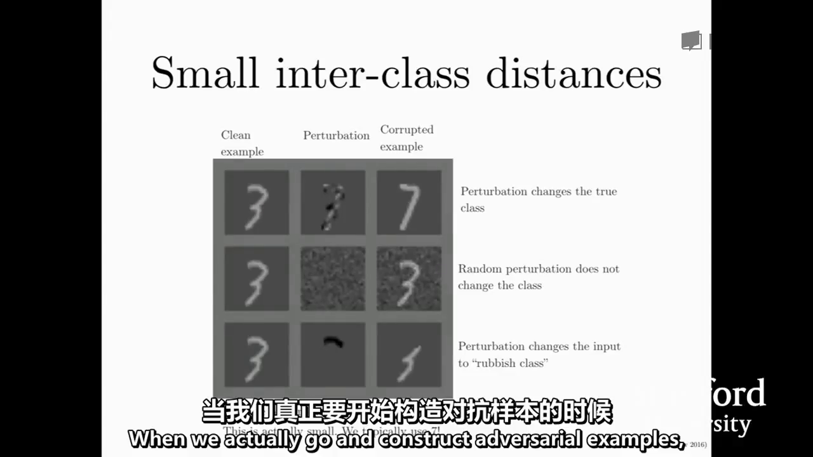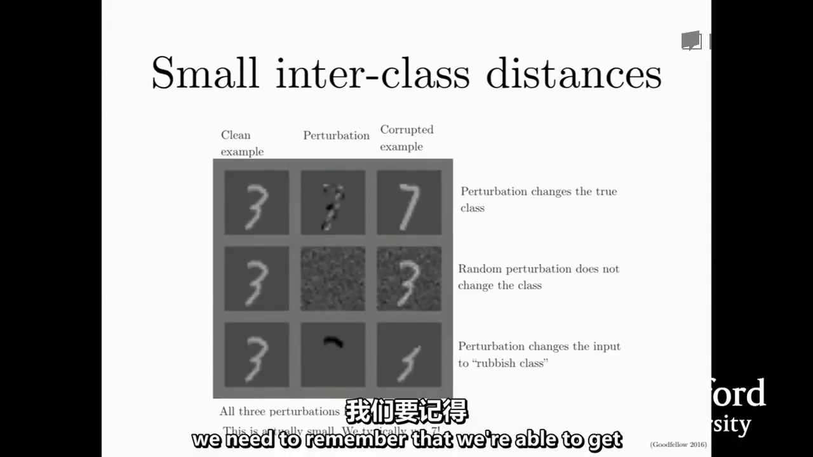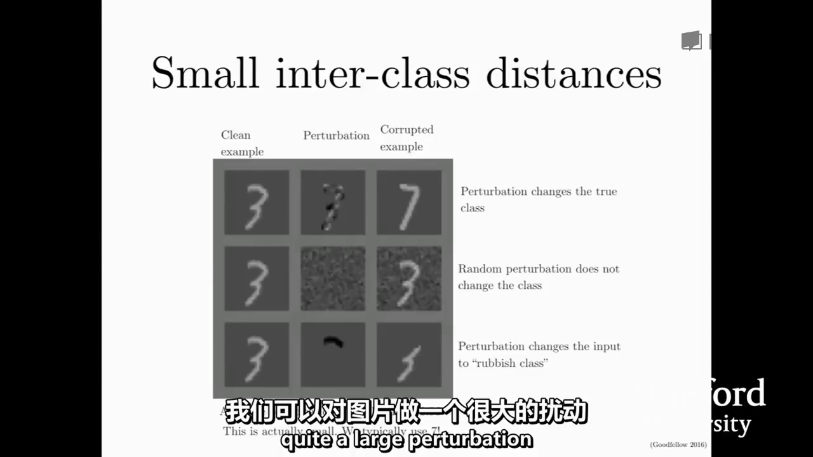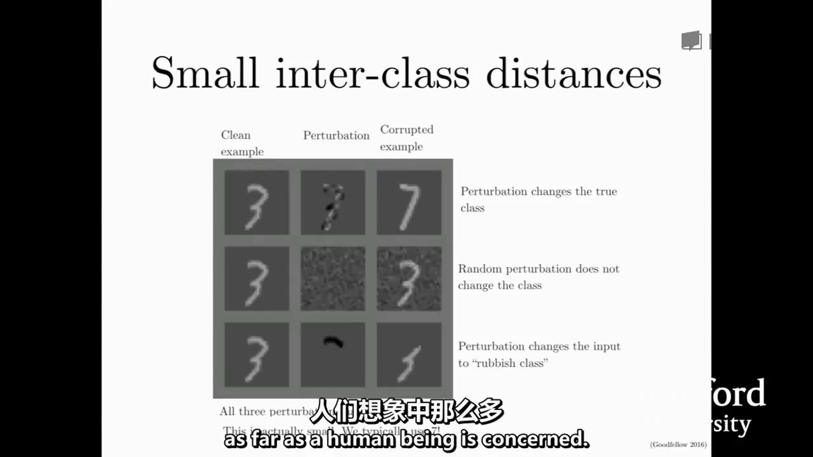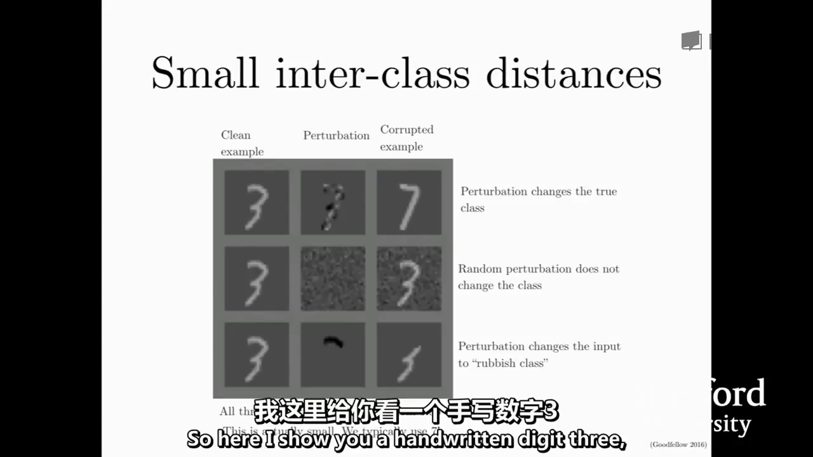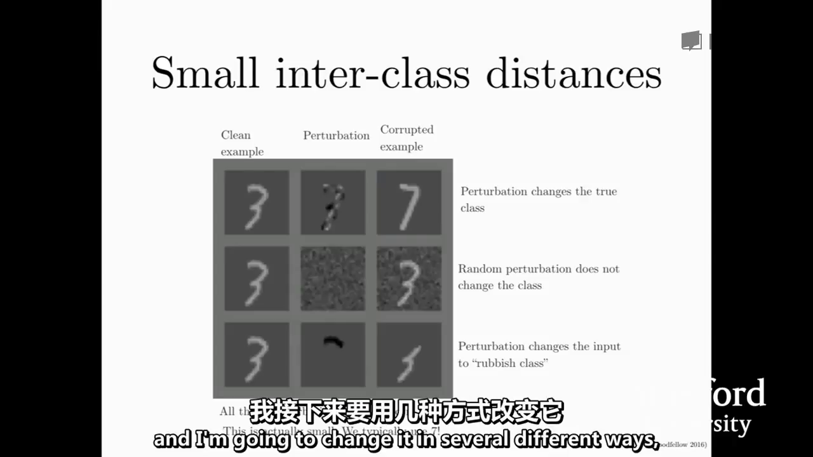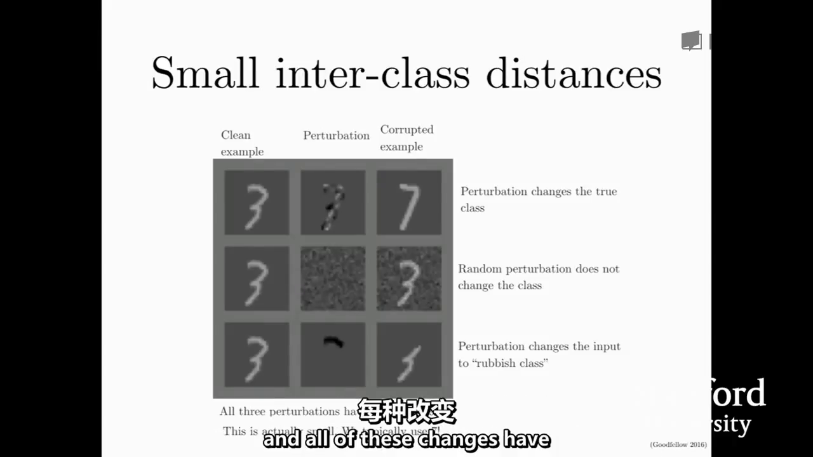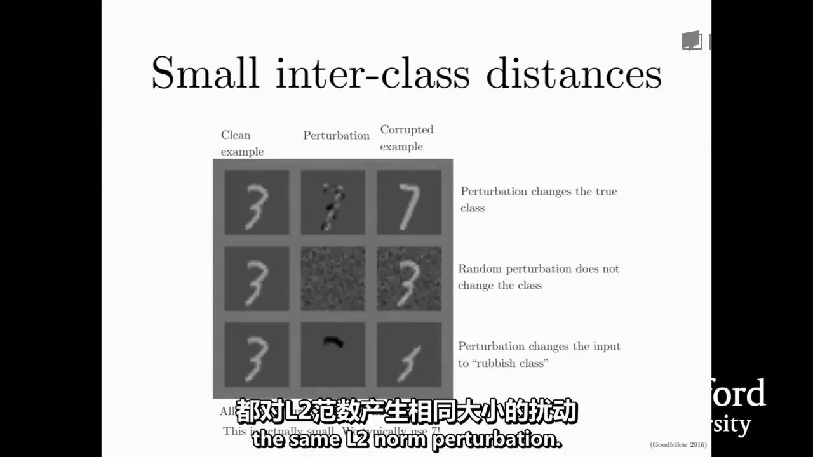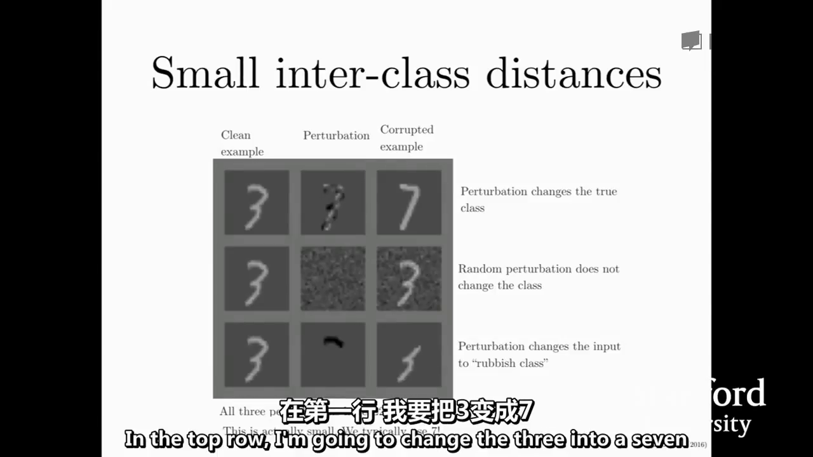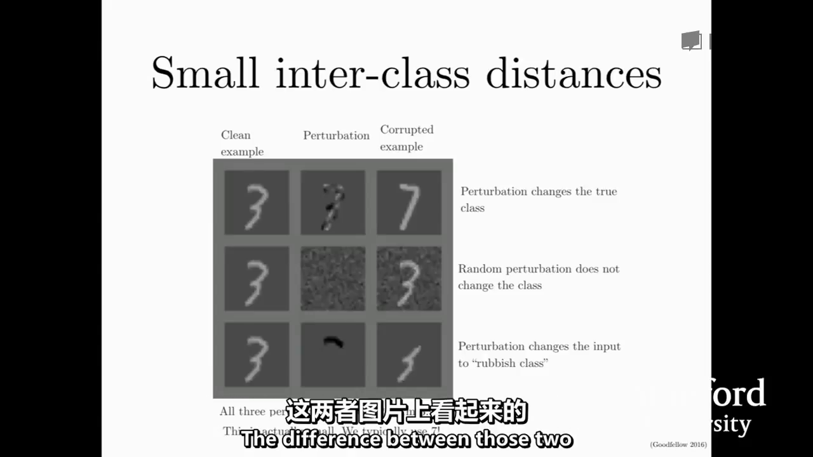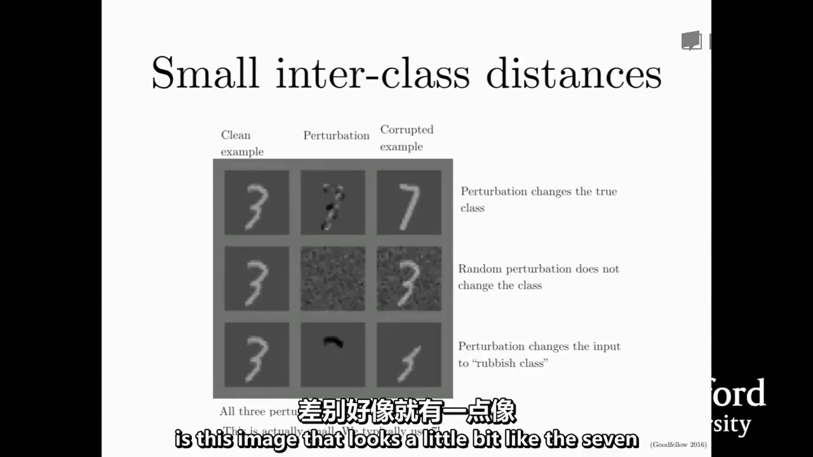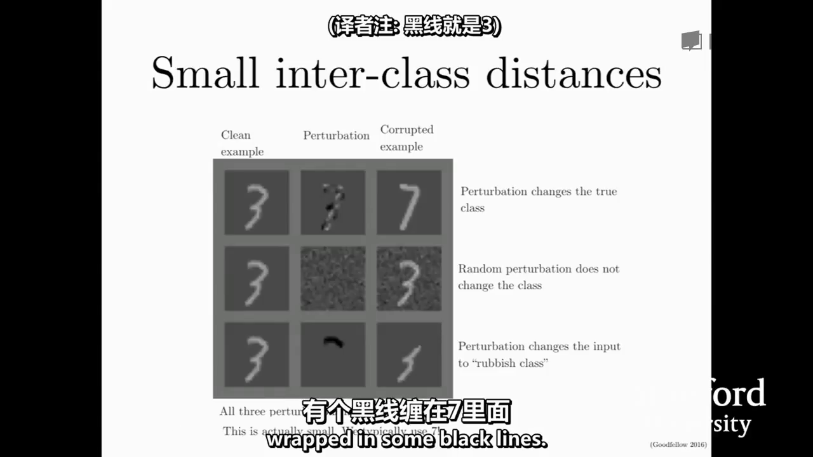When we actually go and construct adversarial examples, we need to remember that we're able to get quite a large perturbation without changing the image very much as far as a human being is concerned. So here I show you a handwritten digit 3, and I'm going to change it in several different ways. And all of these changes have the same L2 norm perturbation. In the top row, I'm going to change the 3 into a 7 just by looking for the nearest 7 in the training set. The difference between those two is this image that looks a little bit like the 7 wrapped in some black lines.